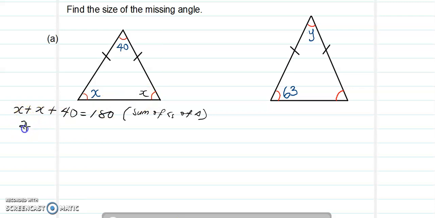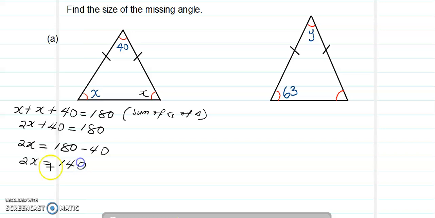Then this gives us 2x plus 40 is equal to 180. Subtract 40 from both sides. We have 2x is equal to 180 minus 40. So 180 minus 40 gives us 140. Divide both sides by 2. x gives us 140 divided by 2, which is 70. So x is 70 degrees.